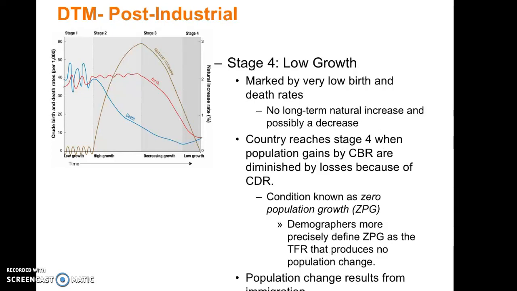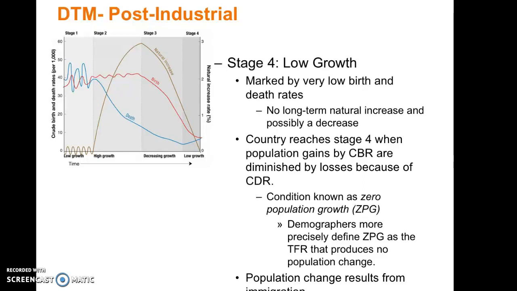Stage 4 is low growth. So you have very, very low birth rates, you have low death rates. There's no long-term natural increase, possibly a small decrease in population. That's where the U.S. is in general right now. We talked about how there are more people dying in the U.S. than being born, and mostly dying from chronic diseases associated with old age.